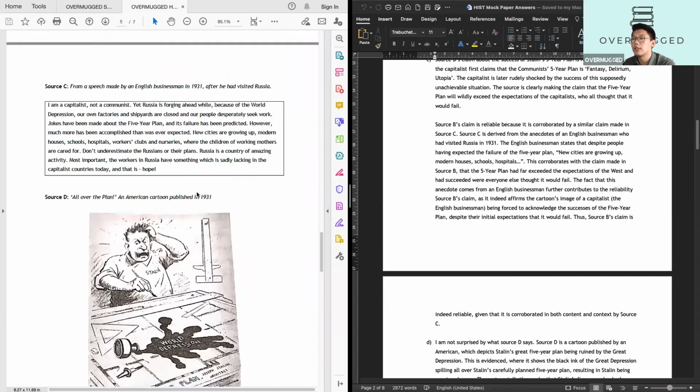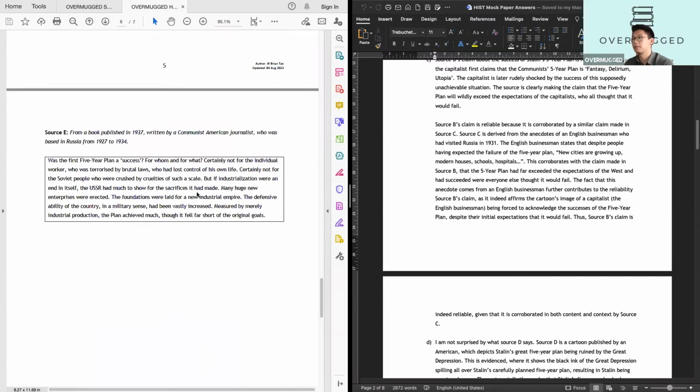So let's look at source E. It is a book published in 1937, written by a communist American journalist who was based in Russia from 1927 to 1934. The source reads, was the first 5-year plan a success? For whom and for what? Certainly not for the individual worker who was terrorized by brutal laws, who had lost control of his own life. Certainly not for the Soviet people who were crushed by cruelties of such a scale. So on and so forth.